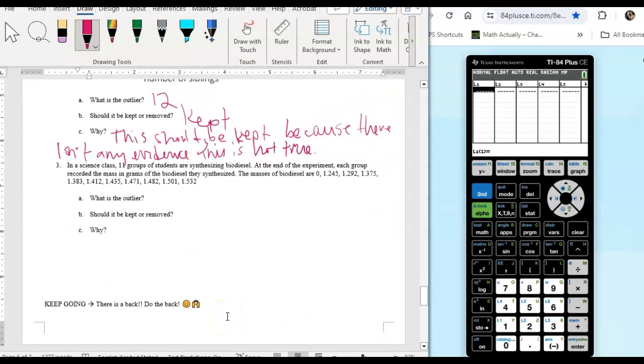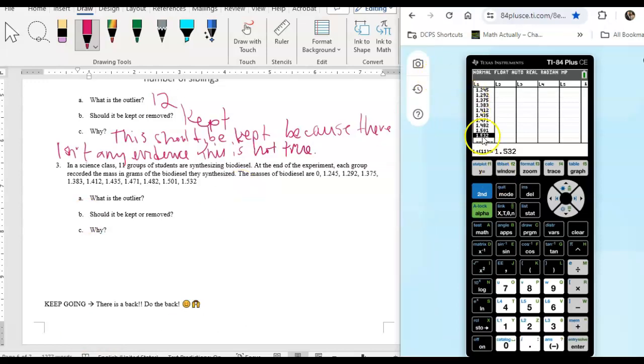Number 3, in a science class, 11 groups of students are synthesizing biodiesel. At the end of the experiment, each group recorded the mass in grams of the biodiesel they synthesized. So these are the masses. What is the outlier? Should it be kept or removed? So these numbers are all pretty close together. They're all 1 point something except for that 0. So let's go ahead and check, though, if it's the 0 or the 1.532 that's an outlier.